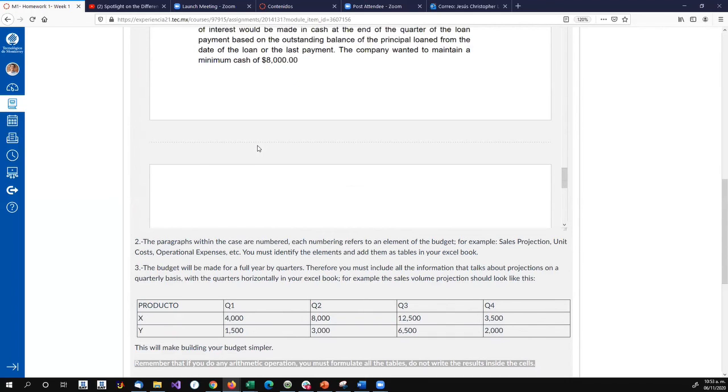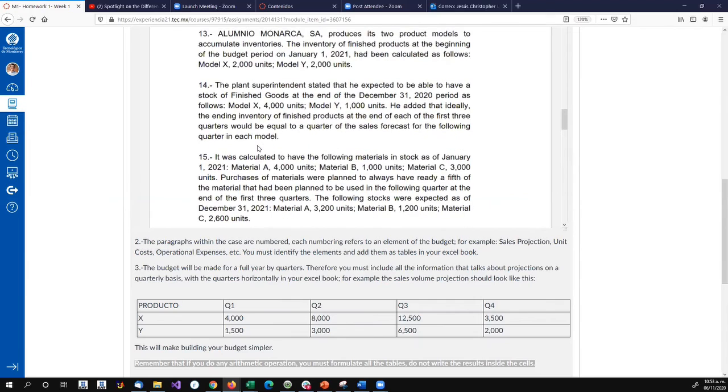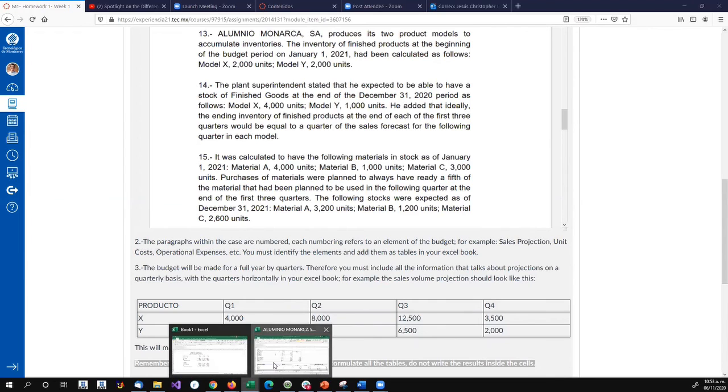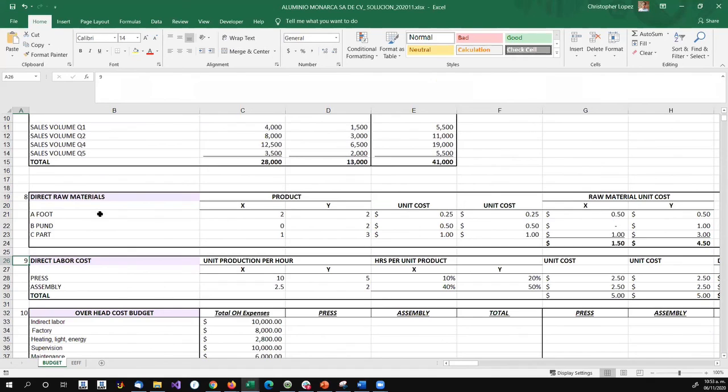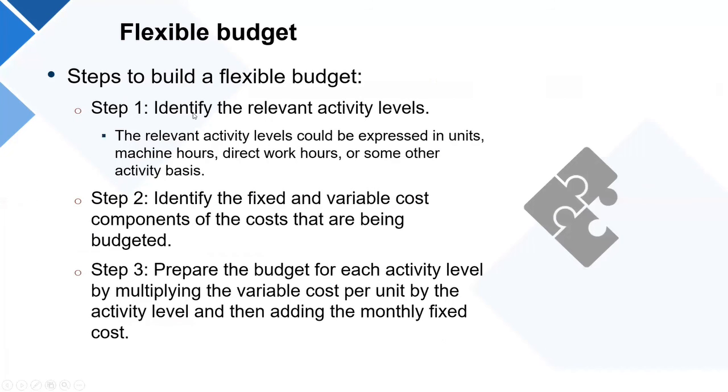So each paragraph needs an individual budget? Not individual. We are not working on budgets yet. Each paragraph is information to generate the budgets. So each paragraph will need an individual table. Oh, okay. Like this, you see? Tables. We are not doing the budgets yet. You are just gonna collect the information. Remember, that's the first step. First step, identify the relevant activity levels, all right? So we're doing that, and you're gonna do it in the raw case scenario, okay?